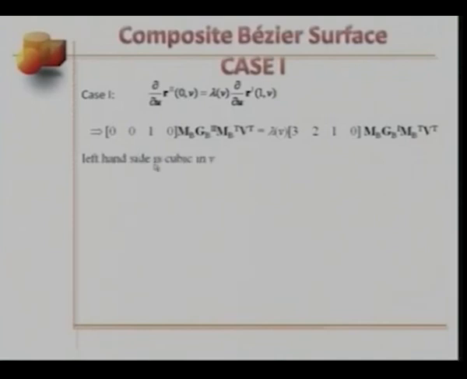Now, if you notice, the left hand side is cubic in V. V transpose here comprises of terms 1, V, V squared and V cube. For this equation to hold good, the right hand side should also be cubic in parameter V. We already have cubic terms in V transpose here. For that to happen, lambda of V should not be a varying function, but should be a scalar constant, lambda.